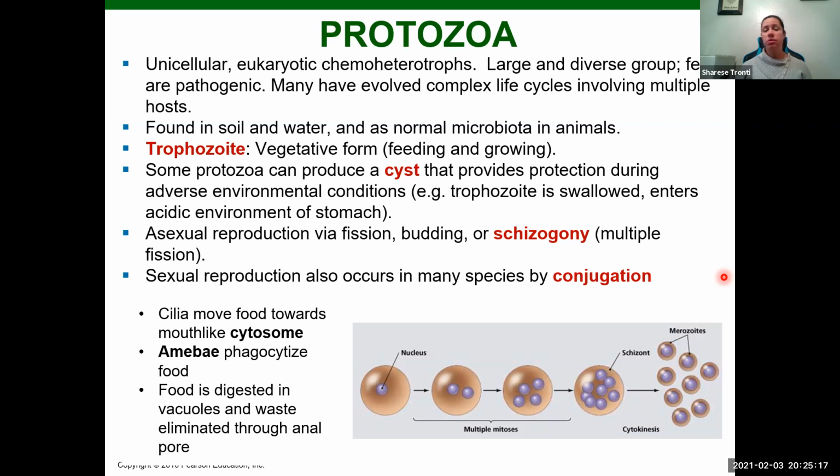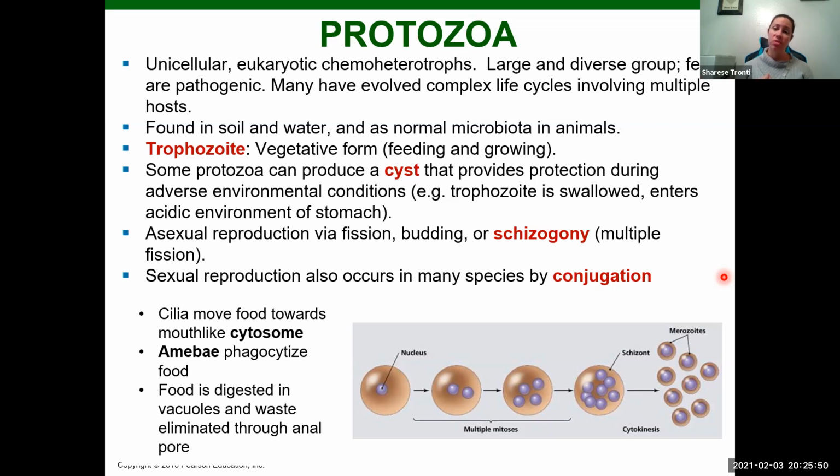Some protozoa can produce a cyst. A cyst is kind of like the spore we were talking about, and it's going to provide protection for the protozoa in adverse environmental conditions. Not all of them can produce cysts, but quite a lot of them can, especially ones that are ingested. The stomach is an example of an adverse environmental condition. It's very acidic, and it's hard for the protozoa to survive in the stomach. But some of them can produce cysts.